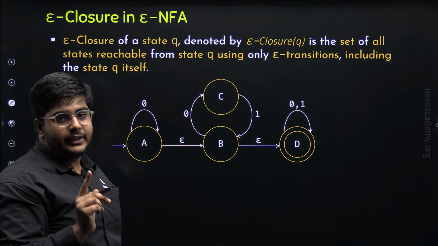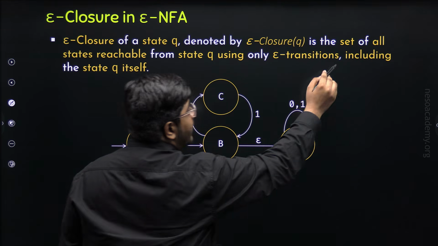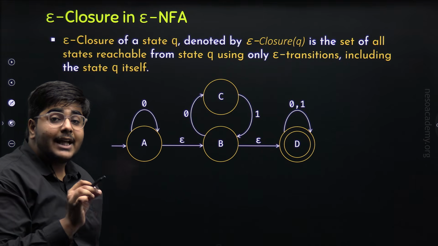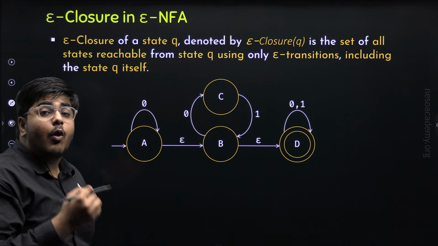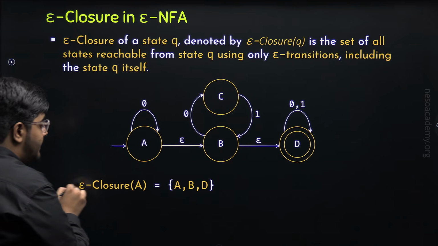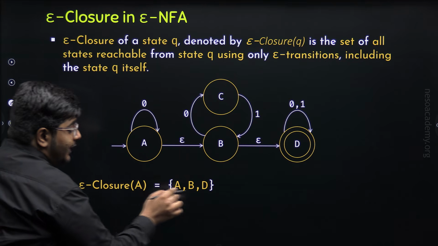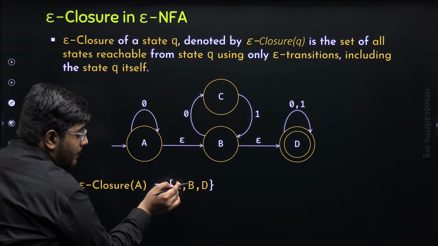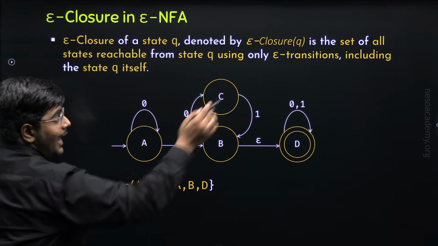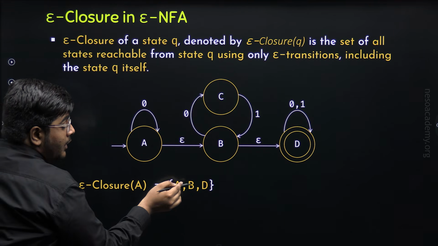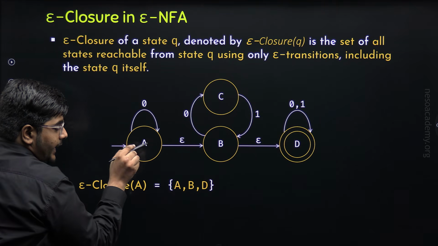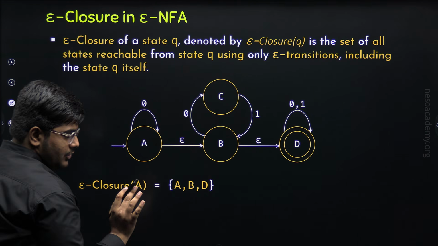And now let's come back to the definition. It is written including the state Q itself. That means the epsilon closure of the state A will also contain the state A itself. So finally, epsilon closure of A is the set of states A, B and D. A itself will be the part of epsilon closure as per the definition, and the states B and D are the states that we can reach from the state A using only epsilon transitions.